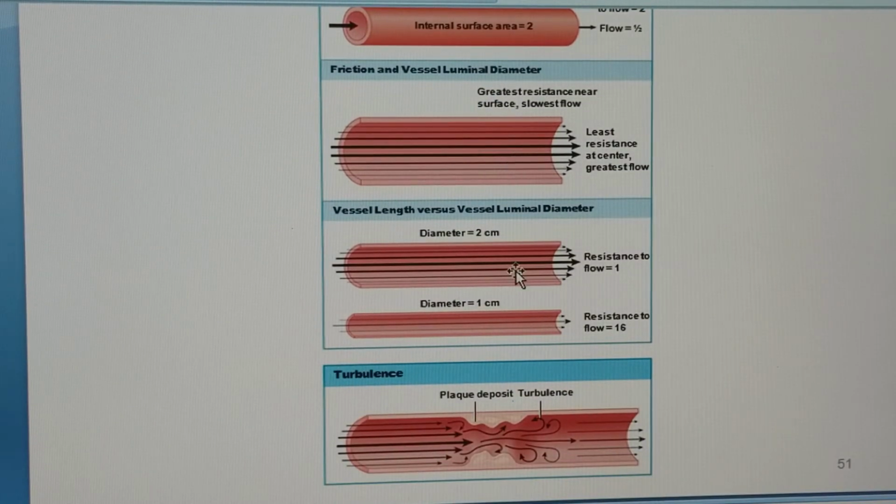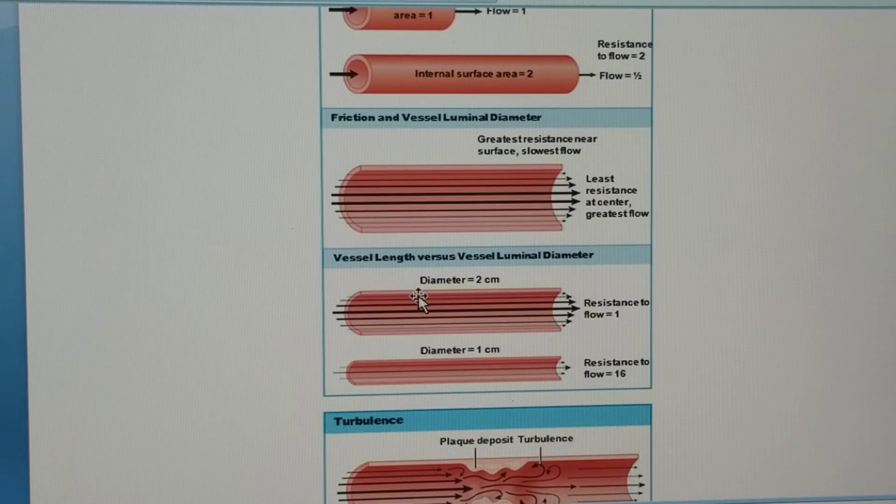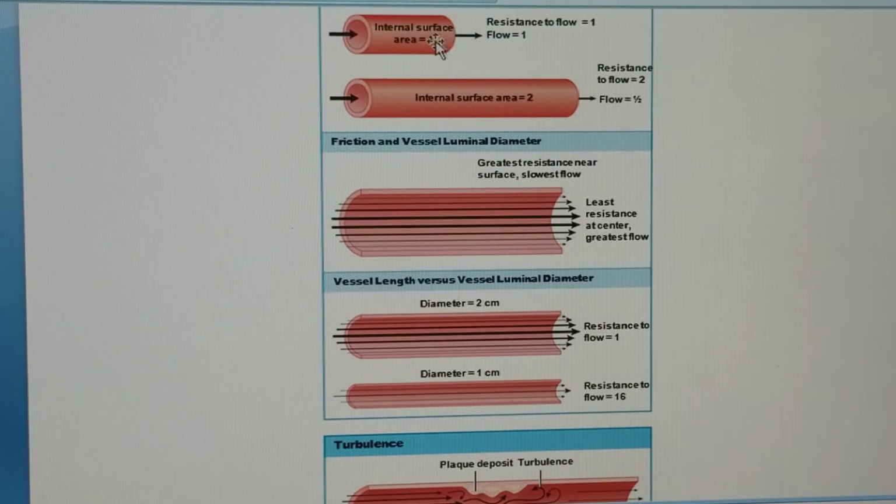And then when we come down to here, what this picture is showing you is that as far as the blood flow through the center, there is less resistance than around the edges, because the edges create friction as the blood rolls along the edges of the lumen inside the vessel. Here we see vessel length, and this is important. This will probably be a test question somewhere. Vessel length resistance increases here. Flow is reduced by half when doubling the length.